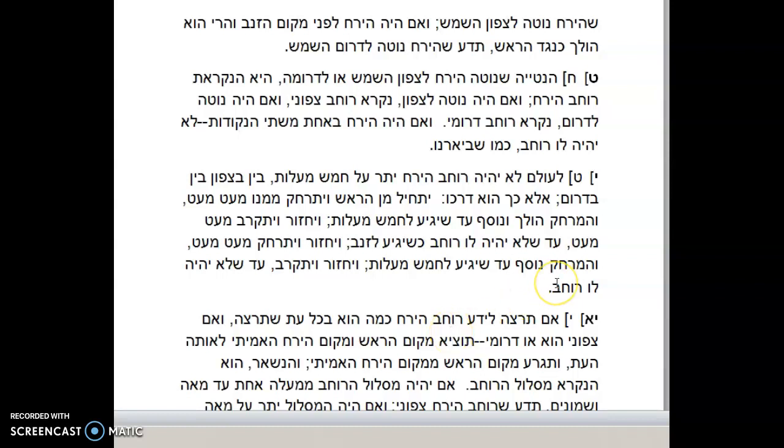So I'm saying like this: Toitzi makem aroish makem hayerach amiti lo isais. Tigra makem aroish makem hayerach amiti. You see how far is the moon from the rosh? Let's say the makem aroish is 70, and the hayerach amiti is 80. So it means that the hayerach is 10 degrees away from the rosh.